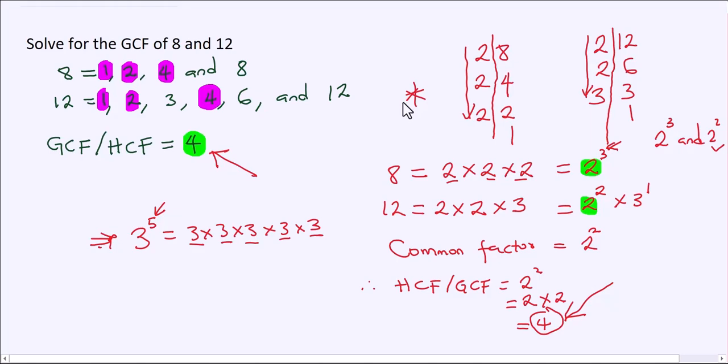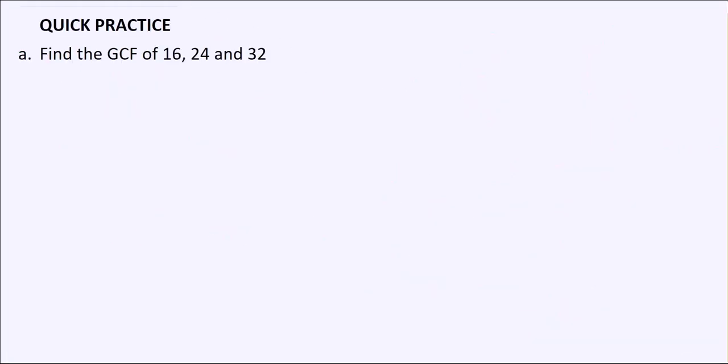It's becoming more interesting right now. Find the GCF of 16, 24, and 32. So using the index method, let's start from 16. Start from the least number which can divide, which is 2. 16 divided by 2 is 8. 8 divided by 2 is 4. 4 divided by 2 is 2. 2 divided by 2 is 1. And we are done for this.